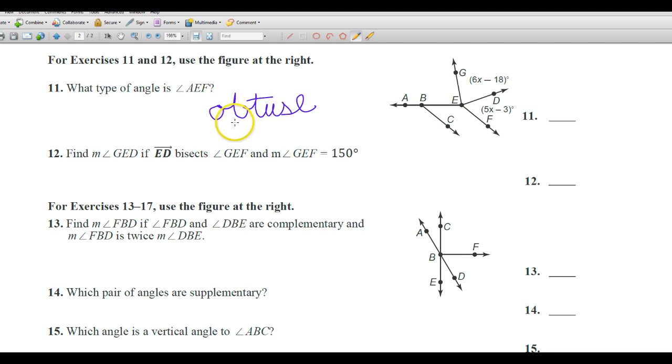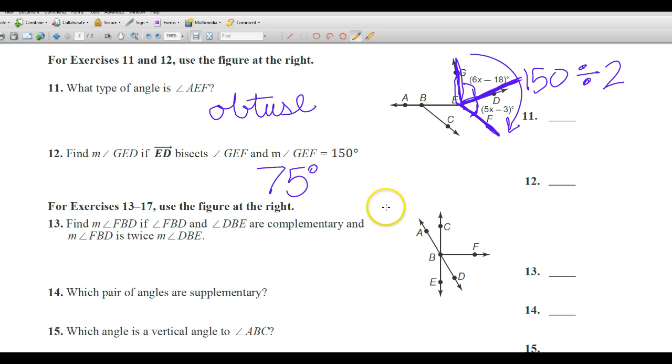Number 12, find the measure of GED if ED bisects GEF and GEF is 150 degrees. So here's GEF, which we know is 150 degrees. We also know that ED bisects the angle, which means that it splits it in half into two congruent angles. So if they're congruent, we just take 150, we divide by 2, therefore our answer is 75 degrees.